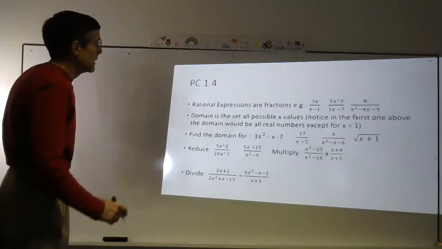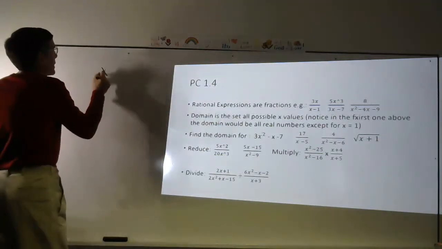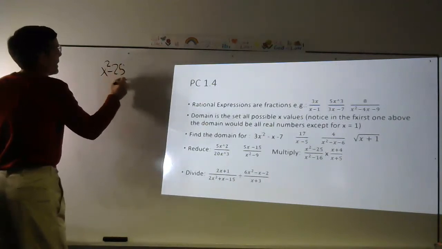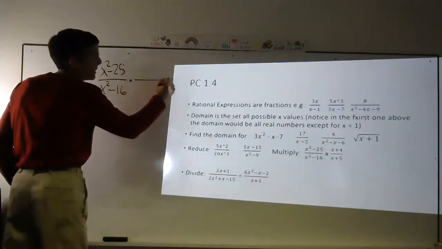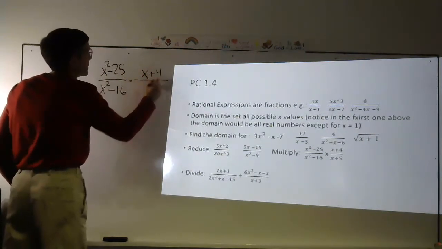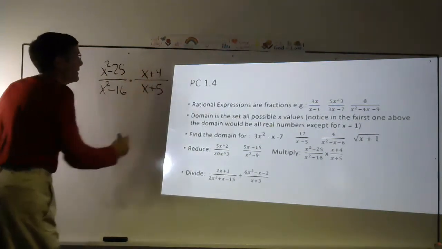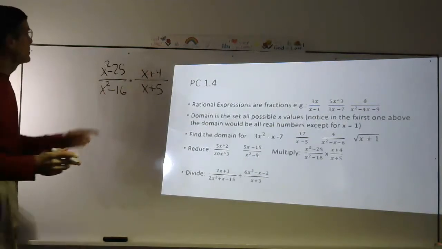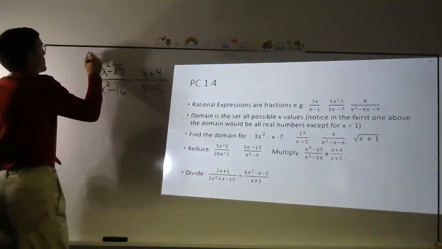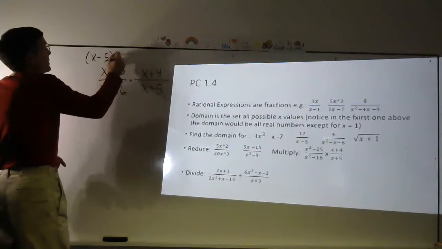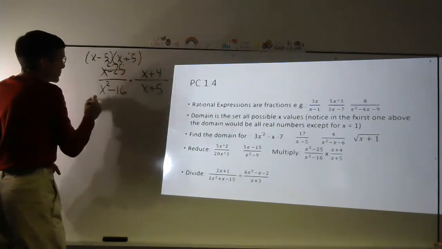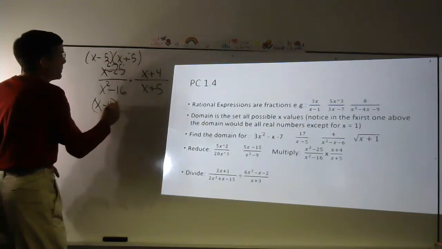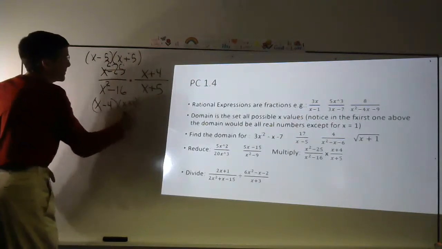How about a multiply problem? X squared minus 25, x squared minus 16 times x plus 4, x plus 5. Factor first. Difference of 2 squares: x minus 5, x plus 5. Difference of 2 squares: x minus 4, x plus 4.